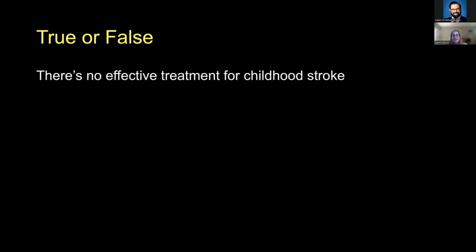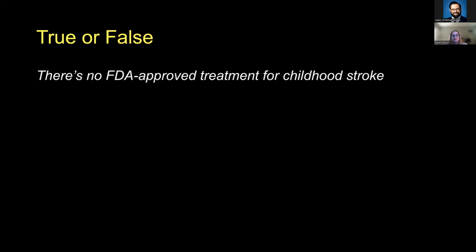And finally, for our last stroke myth, there is no effective treatment for childhood stroke. Well, that's not exactly true. To date, there are no published clinical trials investigating acute endovascular interventions in children.